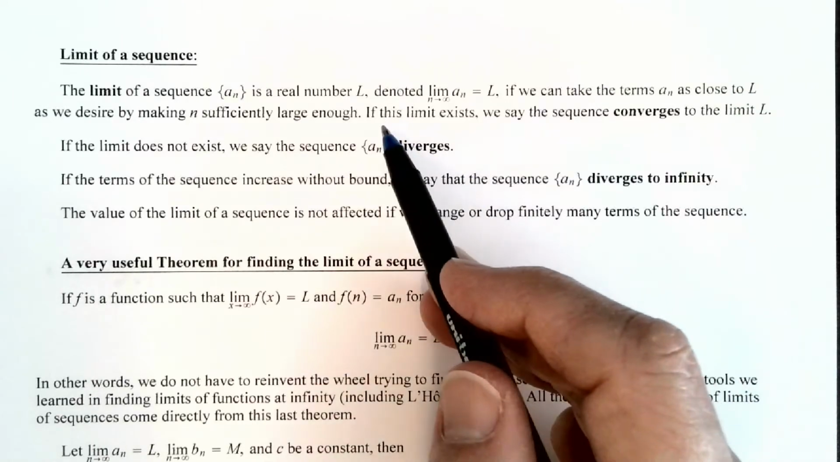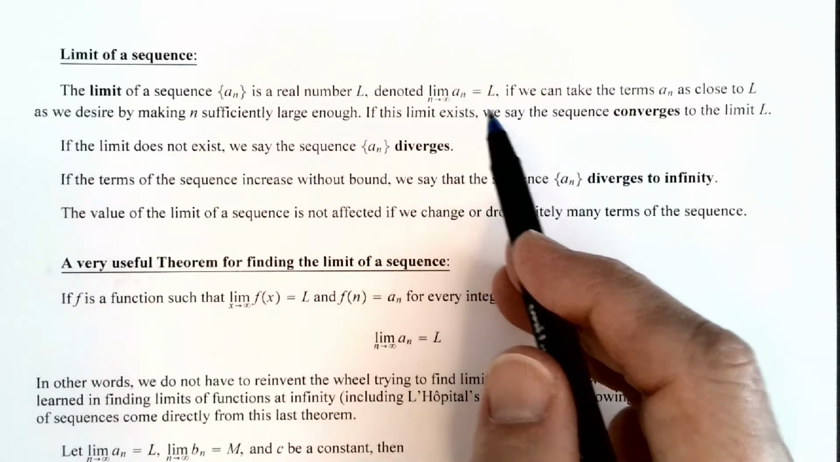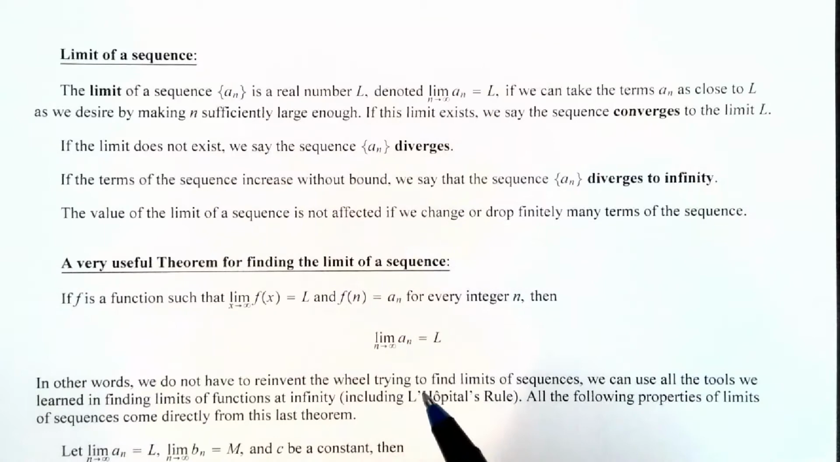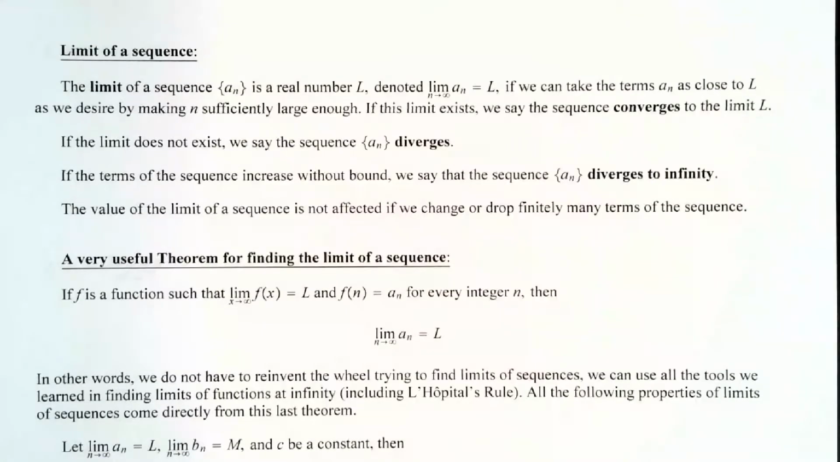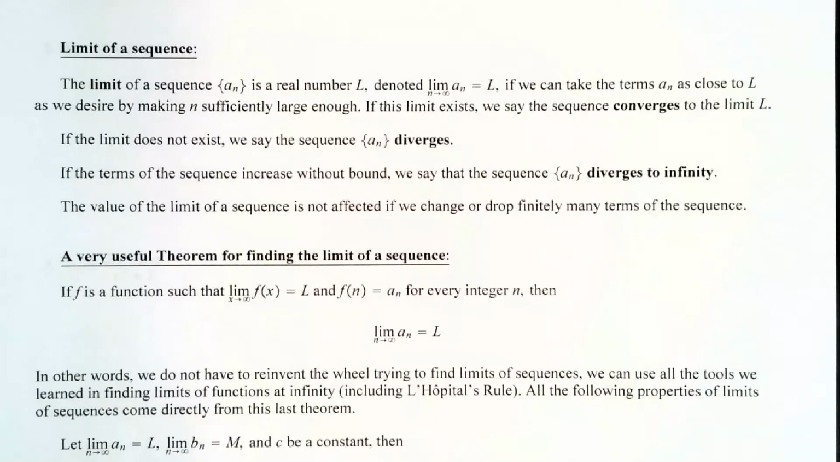So this limit, L, we say the limit of the sequence a sub n is L if we can take the terms of a sub n as close to L as we desire by making n sufficiently large. If this limit exists, we say the sequence converges to the limit L. If the limit does not exist, we say the sequence diverges. So you might recall the language that we used in talking about improper integrals, whether they converge or diverge. Very similar language here.